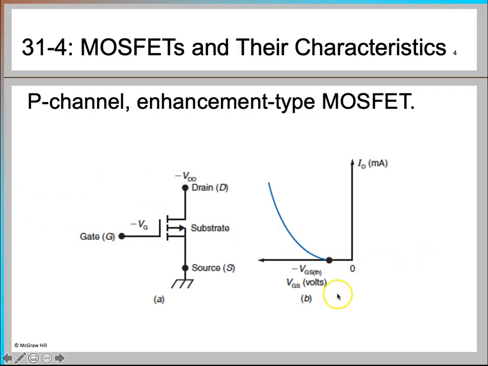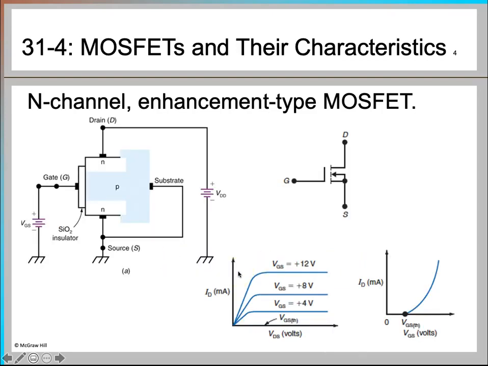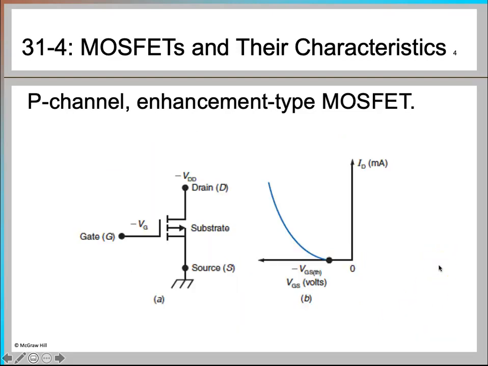And here, as you see, this transconductance curve is different from what we saw before. It was pointing from left to right this way, whereas in this one, it's going to be like this because the polarities are different here. This is negative, this is negative. So that means your drain current increases as your negative voltage increases in the P-channel enhancement type MOSFET.